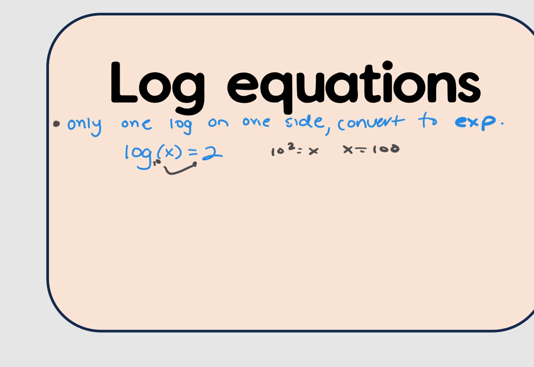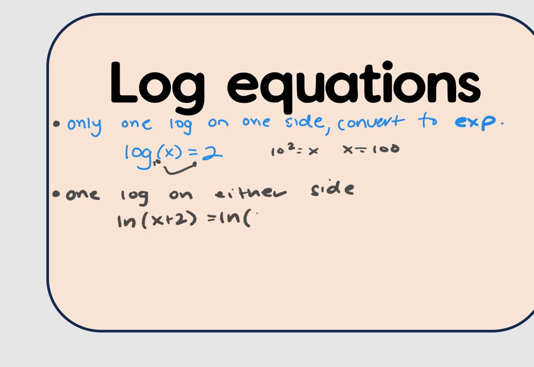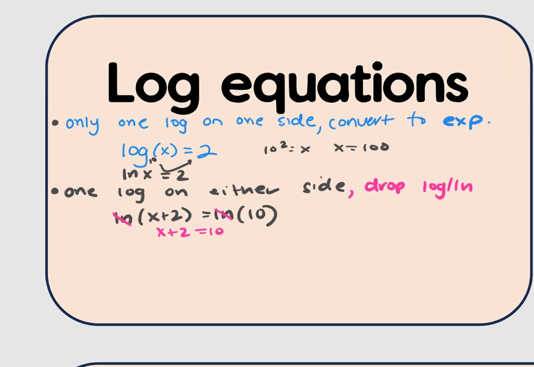All right, then what if it's one log on either side? So this could be ln of x plus 2 equals ln of 10. If this would be ln of x equals 2, I would change that to log base e, and then the e would pick up the 2. But if there's one log on either side, we use the one-to-one property, right? One-to-one says literally ignore the ln and set it equal to each other. So drop the log or the ln and solve.